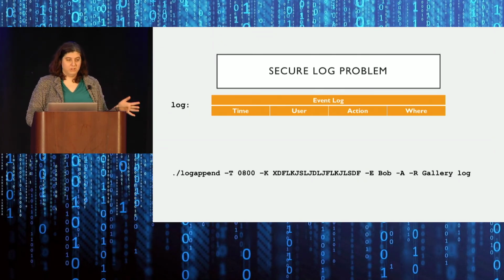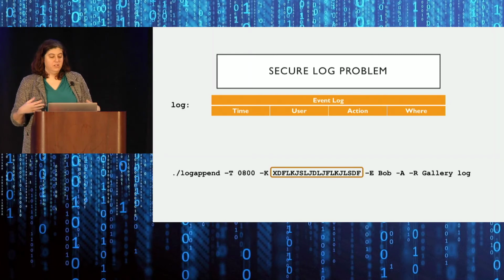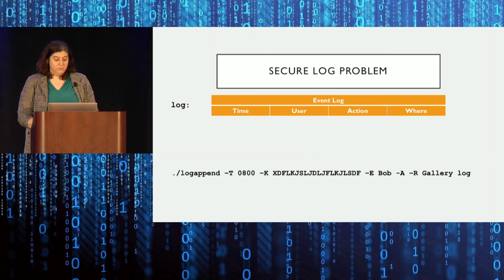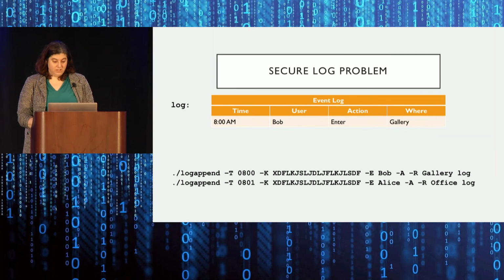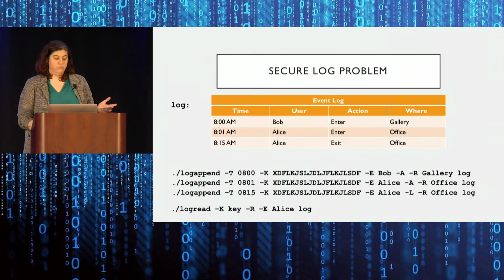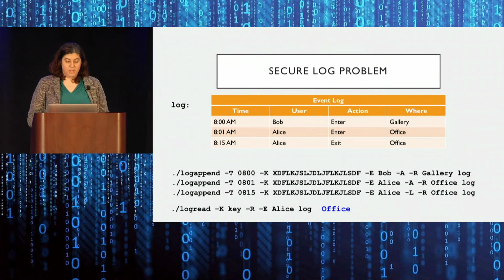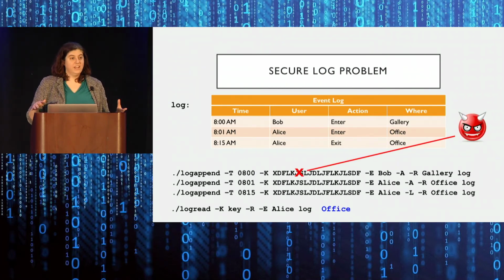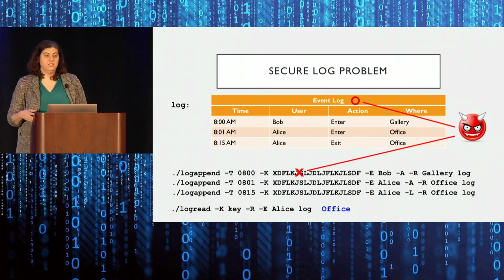Don't worry too much about the specifics of the command line, but you have to know the key to be able to write to the log. When you do that, it adds some entries to the log, just like that. Then eventually you can read out and ask, where was Alice today? And it'll say, oh, Alice was in the office today, right? So the threat model for this project is that the bad guy does not get access to the key, but they do get access to the event log as it is stored on disk, right?